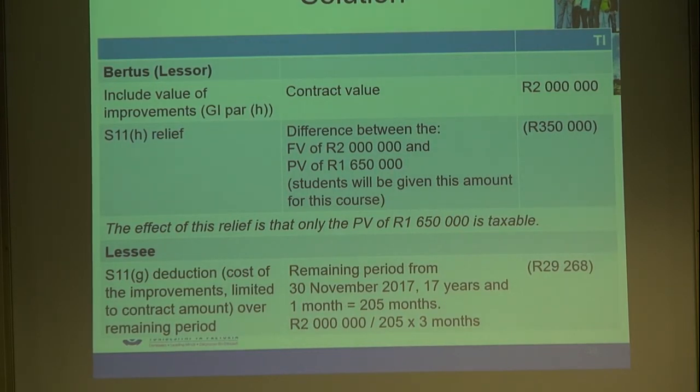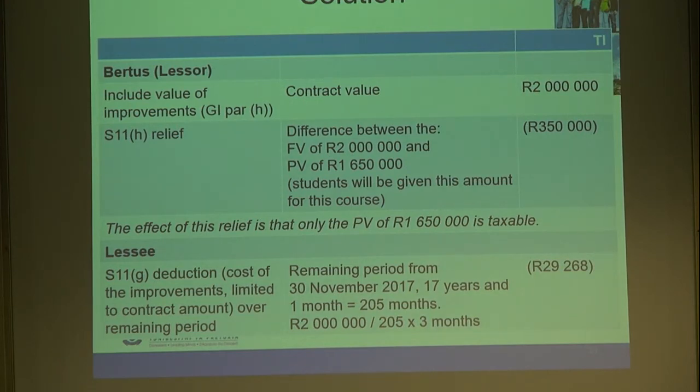If I go to my solution here, the lessor includes the 2 million. Paragraph H, special inclusion. But then they get a Section 11H deduction of 350,000. The net effect is that the 2 million minus the 350 equals 1,650,000, which means that they get taxed on the present value. Okay, as simple as that. That is how the Section 11H relief works.